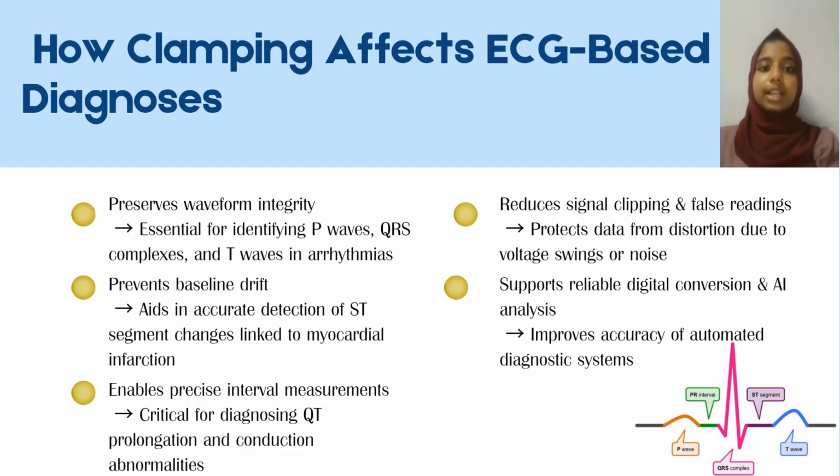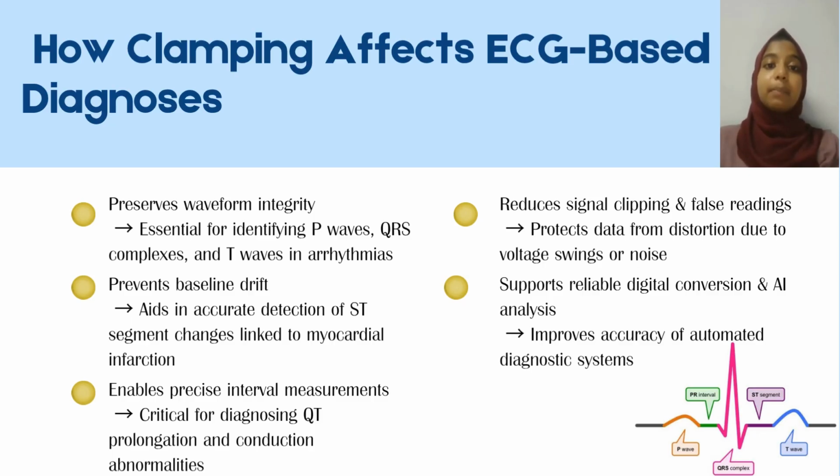Now, let's look at why clamping plays a crucial role in real world ECG diagnosis. Firstly, the clamper preserves the shape of the ECG waveform. That's vital when detecting arrhythmias, where we need to carefully observe P waves, QRS complexes, and T waves. Any distortion might cause key signs to be missed.